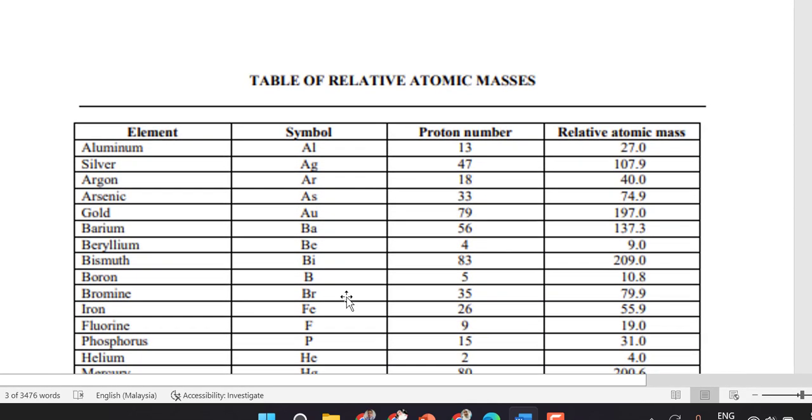So in the exam we won't give you a periodic table, so we will give you this table of relative atomic masses. Okay, so dekat table ni tadi saya dah bagi tahu dia ada proton number. At the same time dia ada relative atomic mass. Relative atomic mass is similar to average atomic mass. The difference is relative atomic mass doesn't have any unit.